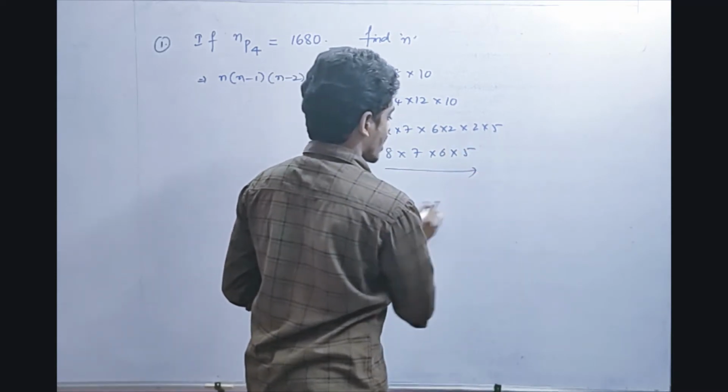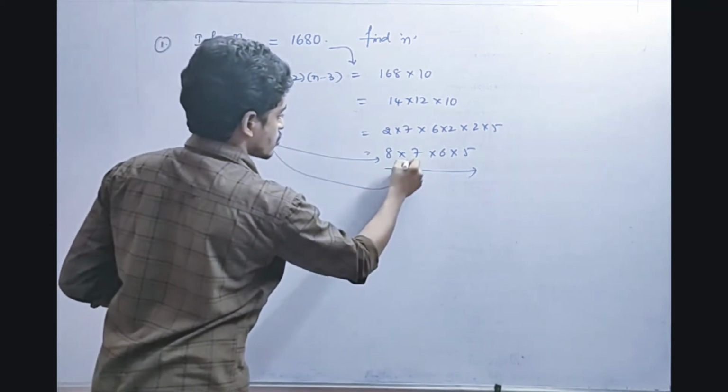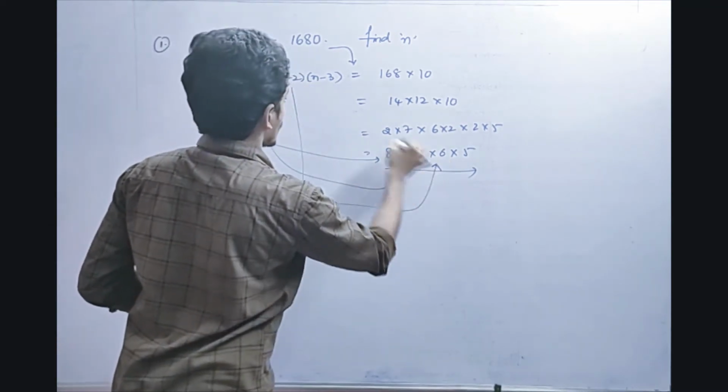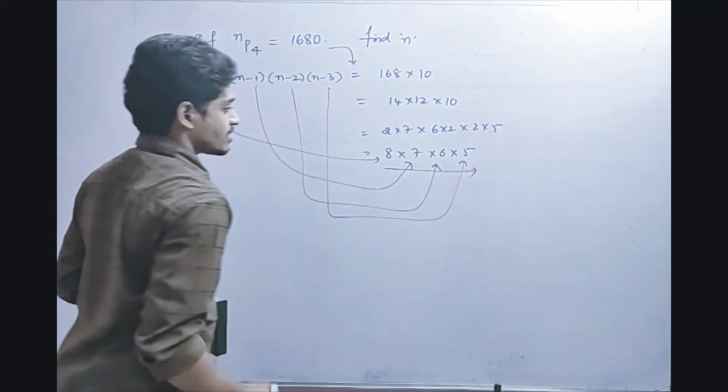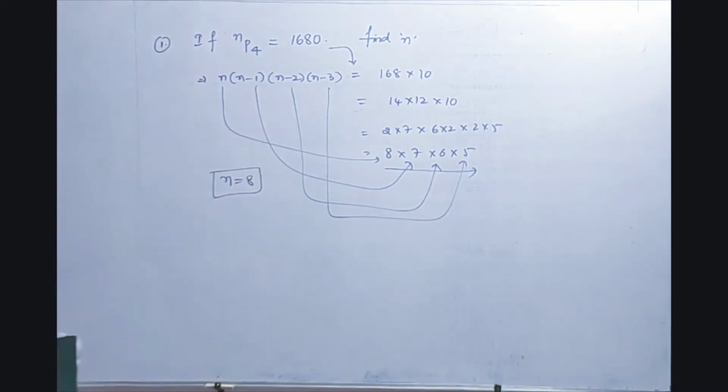These are consecutive natural numbers in decreasing order. So this is n, this is n minus 1, this is n minus 2 and this is n minus 3. So what is the value of n, friends, here? 8. So in this way we move forward. This is a very important question. This is the basic one. Once check it.